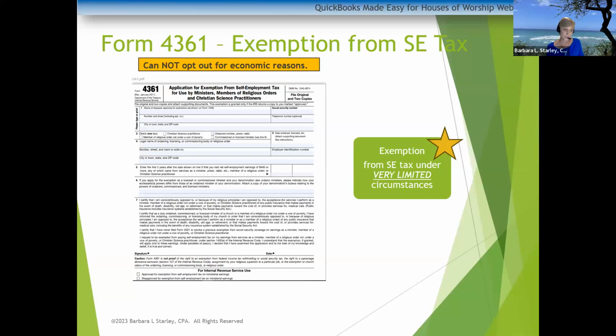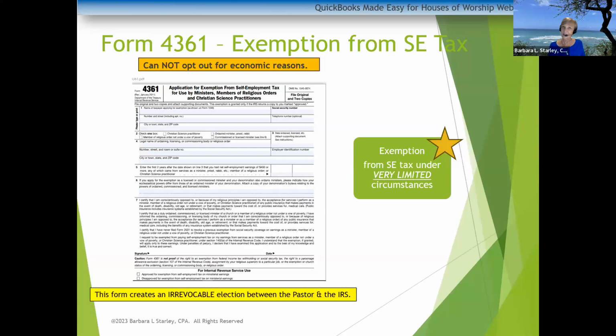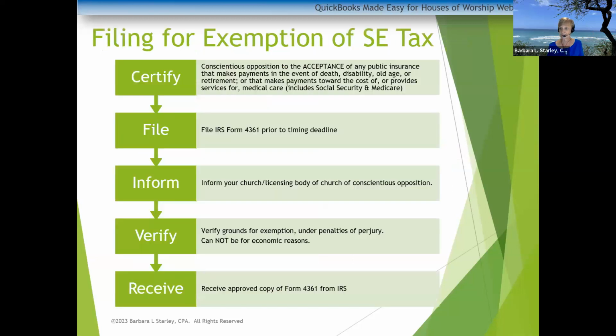Well, I really don't think the Social Security will be around by the time I retire. That's not a valid reason. I don't think they invest very well, so I think I could do a better job myself. That's not a valid reason either. This form creates an irrevocable election between the pastor and the IRS.